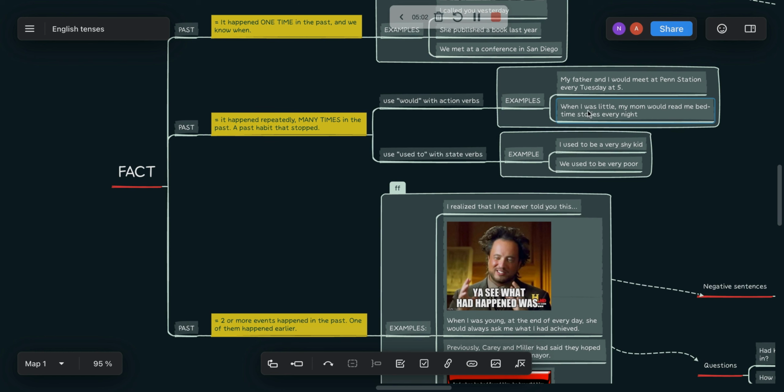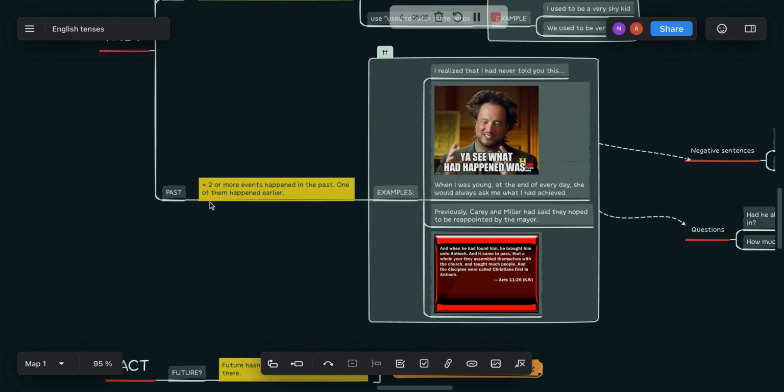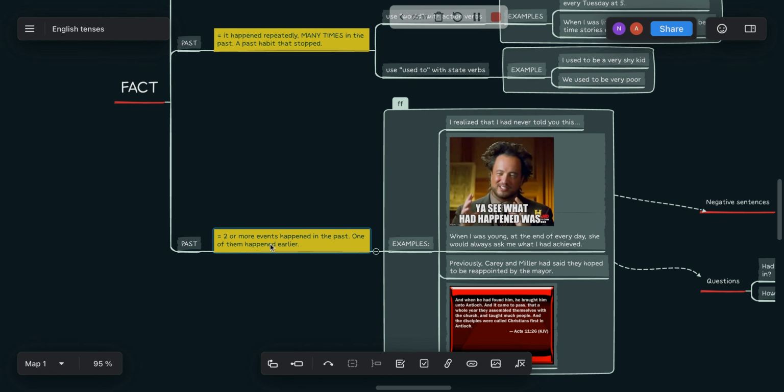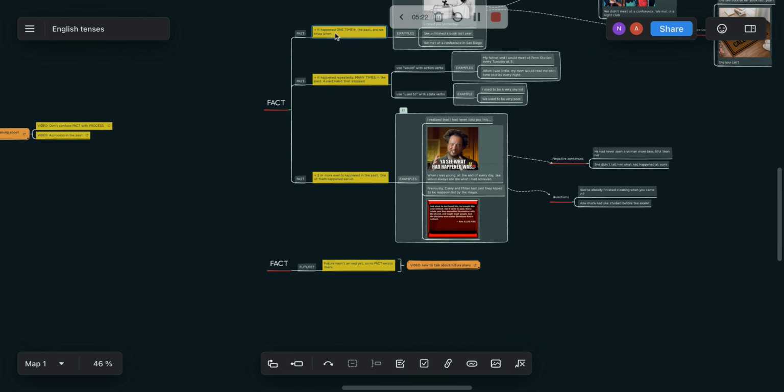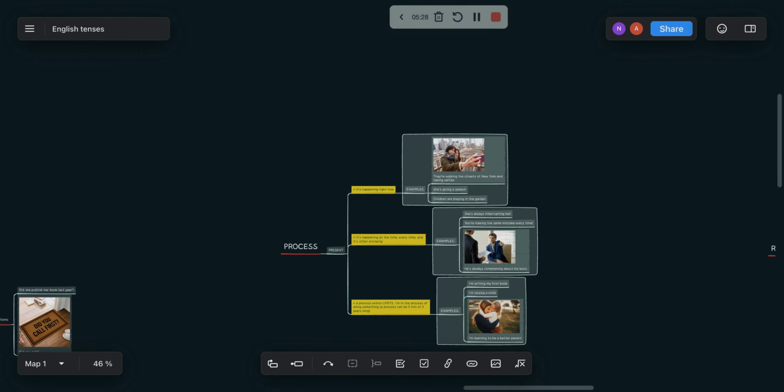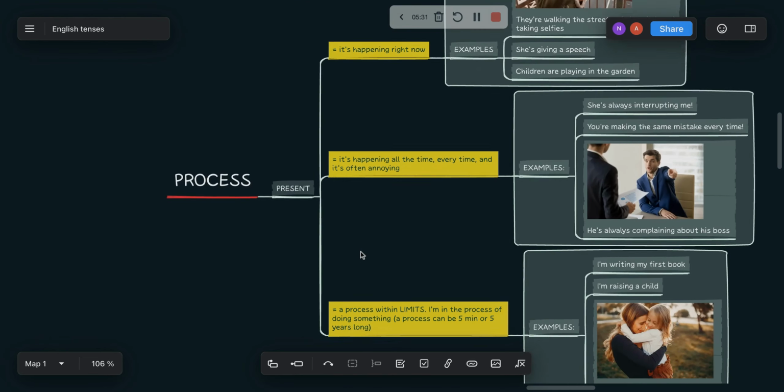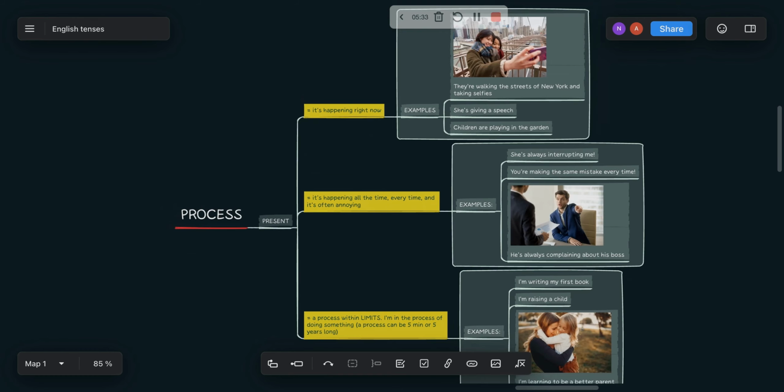And then we say, when I was little, my mom would read me bedtime stories every night. It can be a fact in the past, meaning two or more events happened in the past and one of them happened earlier. Look through these examples. Which context is right for you? The same applies to the process and the present. It's usually confusing for people.